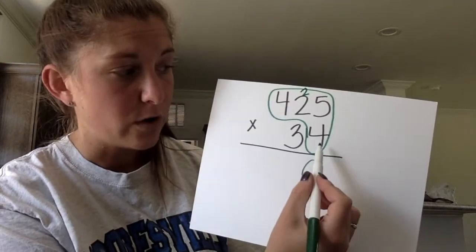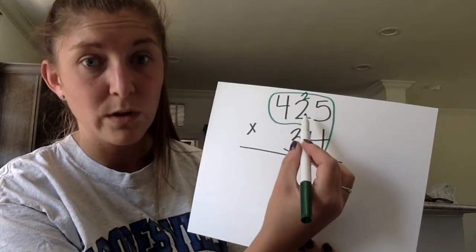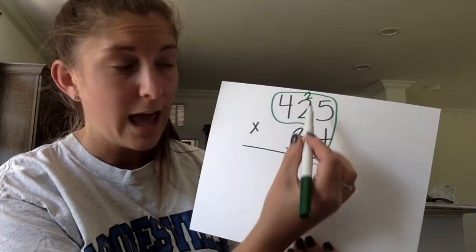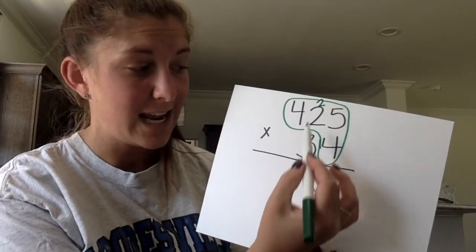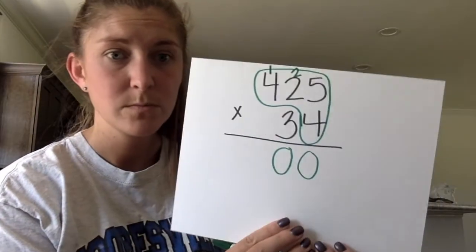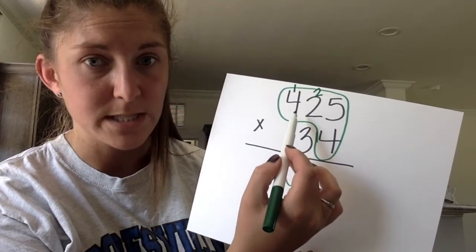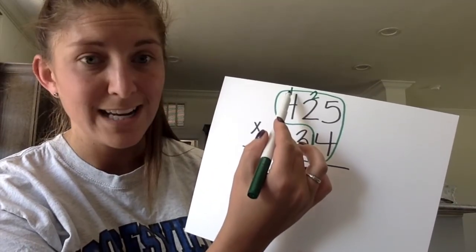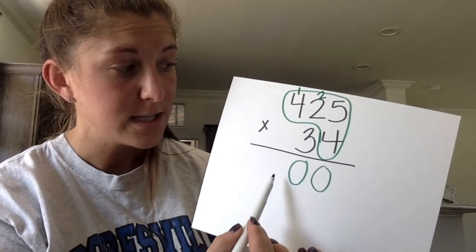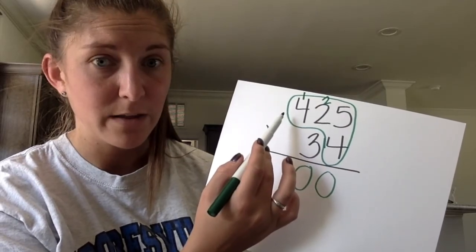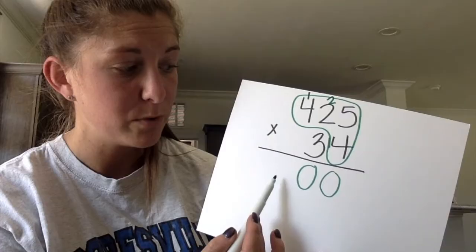Then I have to go 4 times 2. Well, I know 4 times 2 is 8. 8 plus 2 is 10. I have to put the 0 down and I have to carry my 1 up. My last one is 4 times 4, which I know is 16, plus 1 is 17. Because I don't have another digit to multiply by in the thousands place, I have to put my 17 straight down.